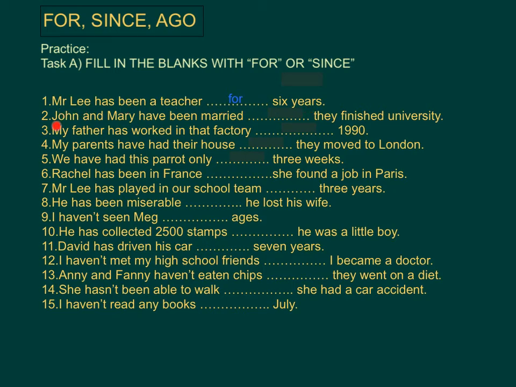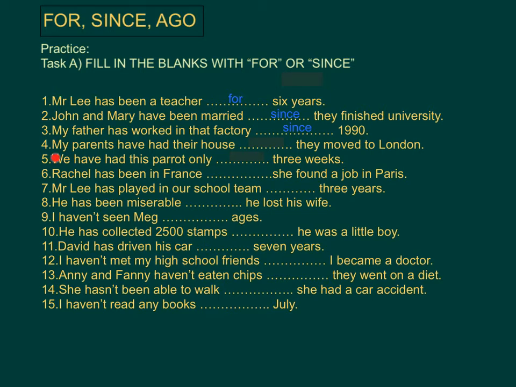Number 2. John and Mary have been married they finished university. In this case, finishing university is a point in time. Therefore, we use since. Number 3. My father has worked in that factory 1990. Similar to question 2, 1990 is also a point in time. Therefore, we use since 1990.